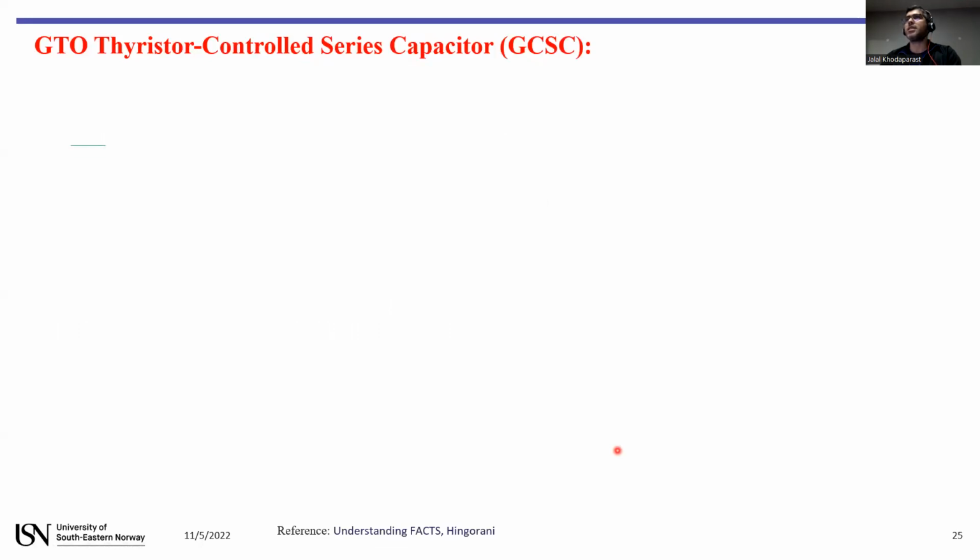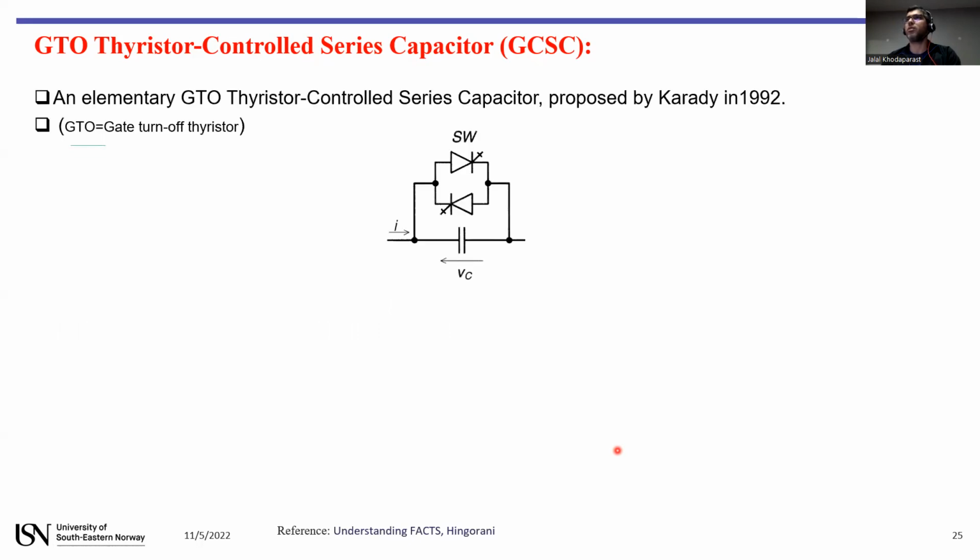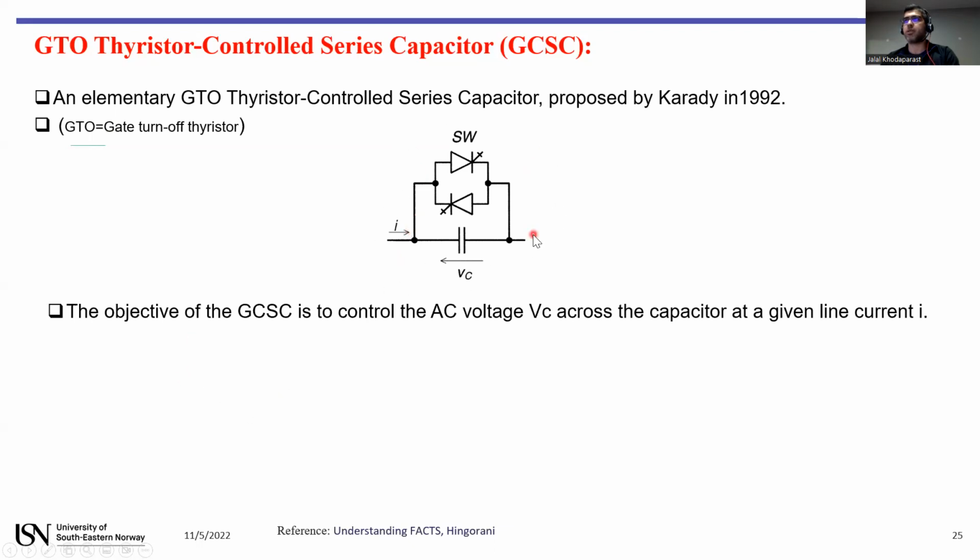In GCSC, GTO thyristor controlled series capacitor. GTO means gate turn-off thyristor. I said before that with a thyristor, we have control on turning on, but we don't have control on turning off. With more flexibility, we have another semiconductor that is called GTO. You can see this one is GTO. With the parallel GTO and the capacitor, we have the variable capacitor. This one is called GCSC.